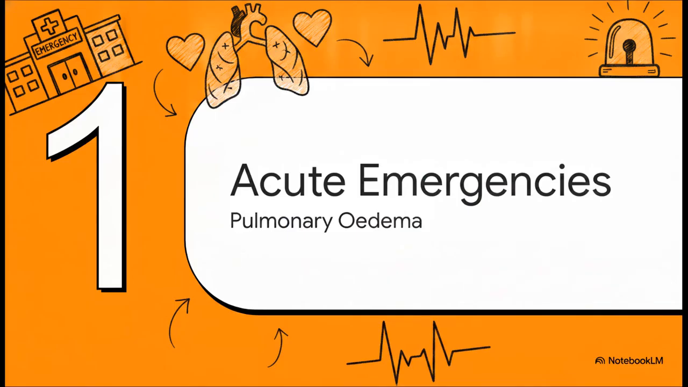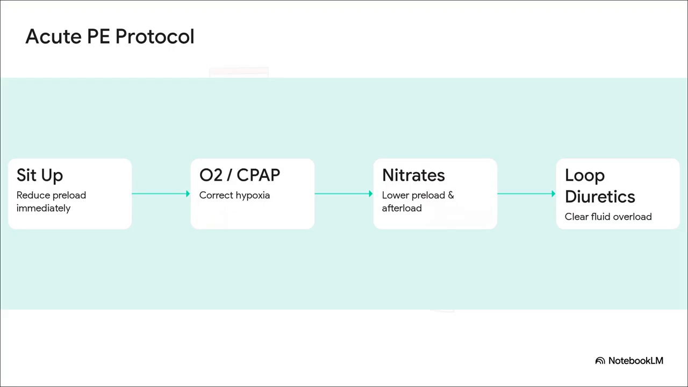Step 1. Acute emergencies, specifically focusing on managing acute pulmonary edema. When you're dealing with acute pulmonary edema, you are facing a life-threatening crisis. There is literally no time to second-guess yourself here. You have to execute this protocol immediately. First thing, sit the patient up. Second, get them on high-flow oxygen or use CPAP at 5 to 10 millimeters of mercury if they're in severe respiratory distress.